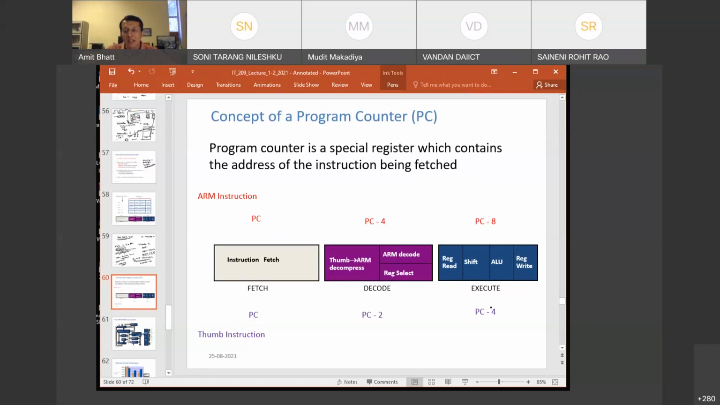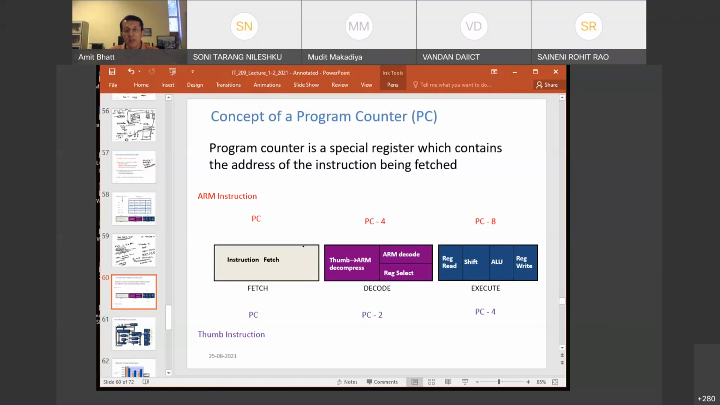If it is a Thumb instruction, then naturally it's 2 bytes. So it is PC minus 4, PC minus 2, and PC. You need to remember this when we start talking about interrupts and which instruction has caused an interrupt in which stage. Based on that, you will know how much to back up. This will become clearer in a couple of slides. But this is how you would say that if I have a 3-stage pipeline, the instruction which has reached the 3rd stage was brought in 2 cycles earlier.